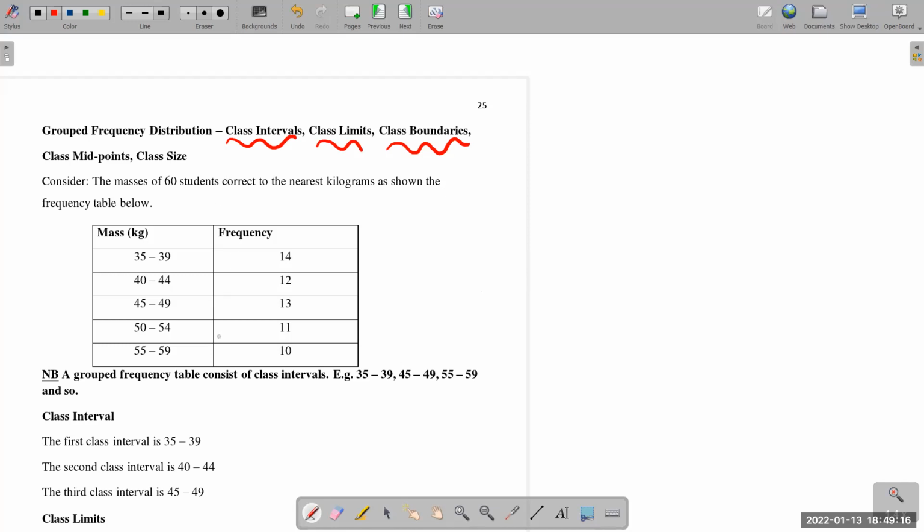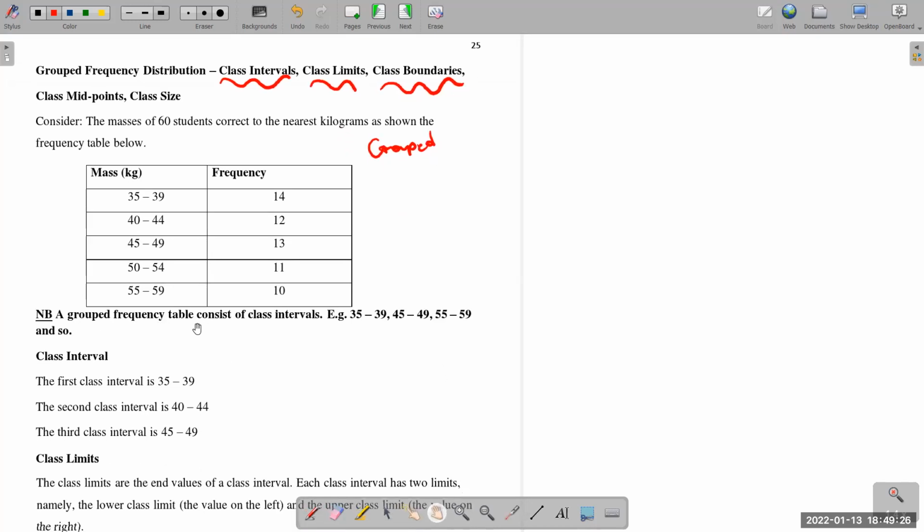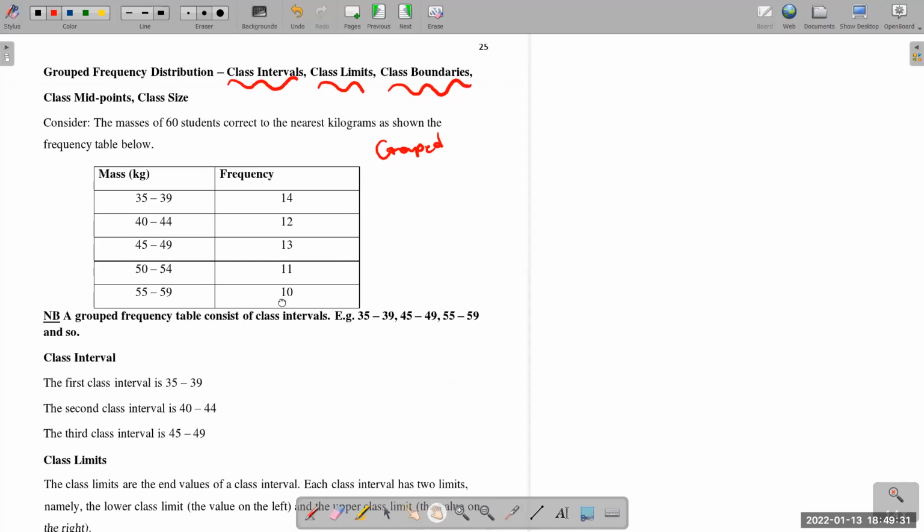All right, so let's look at this information. As we see here, this is an example of what we call grouped data. There are some terminologies you need to know, so let's look at the definitions. A grouped frequency table consists of class intervals. What does that mean? If you see here, this is what we call the actual range. So if I say 35 to 39, that is the class interval.